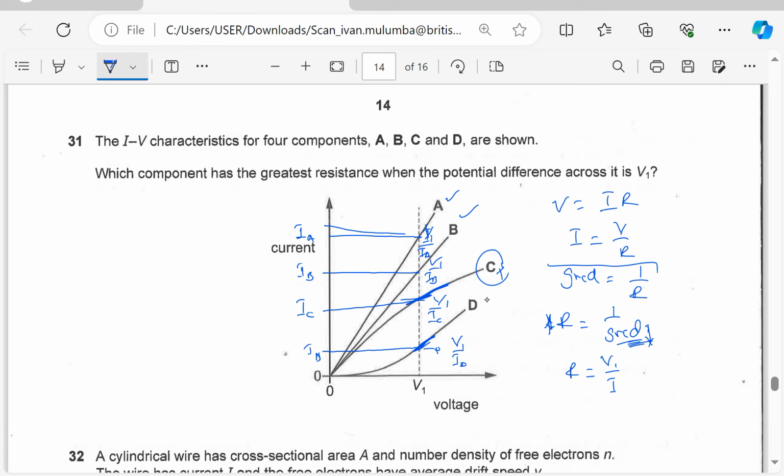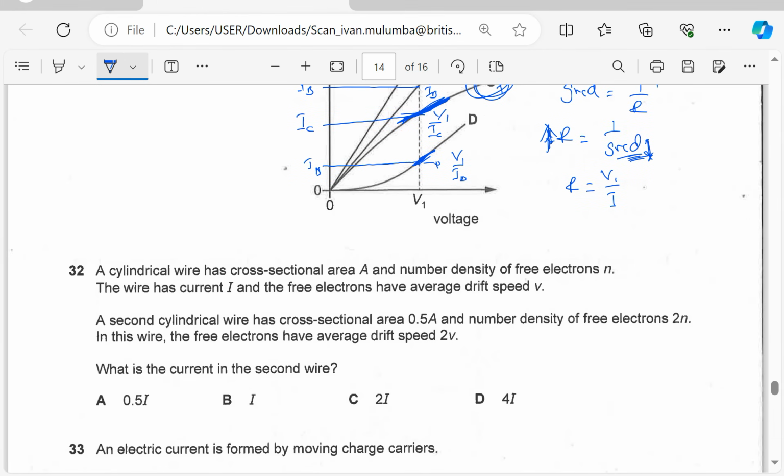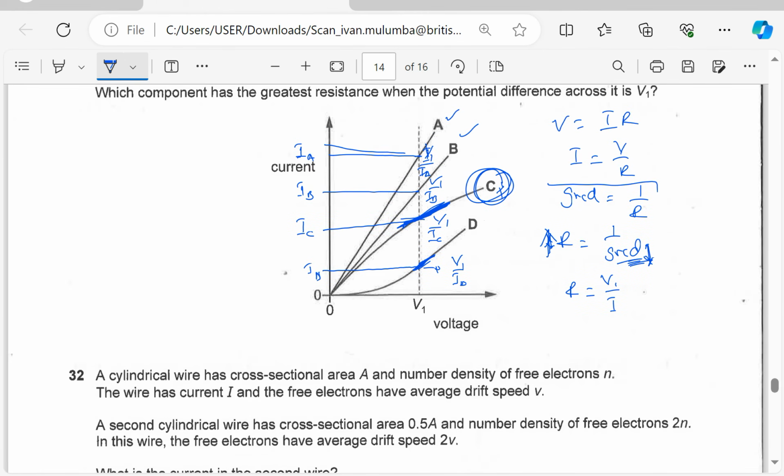So the answer is going to be C, in my knowledge. If you have a different opinion, you can always raise it, but I believe the answer is C. When I try to draw a tangent here, I see as if the gradient of this line is smaller than the gradient of this one. And if the gradient is smaller, then the resistance is going to be greater. So I think the answer is going to be C after V1. But before V1, D had a higher resistance. Okay, that question is open for discussion, but I think it is C.